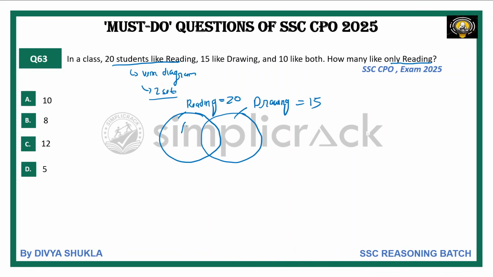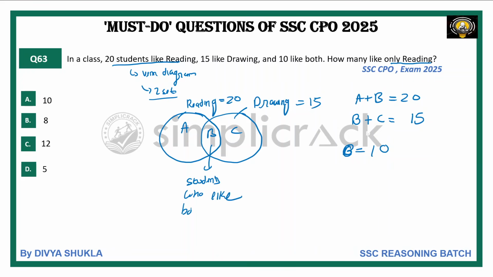Suppose I am representing the parts as A, B and C. So I can say that A plus B is complete reading, which equals 20. Similarly, B plus C is complete drawing, that is 15. Now what is the value of B? B value is 10. What is 10? It is the students who like both reading and drawing.